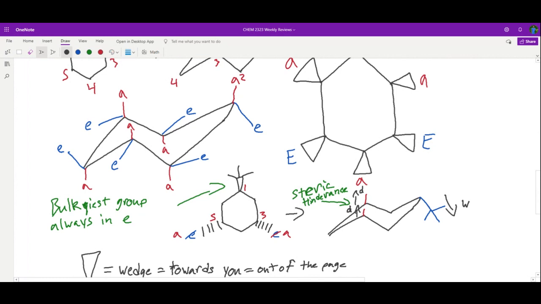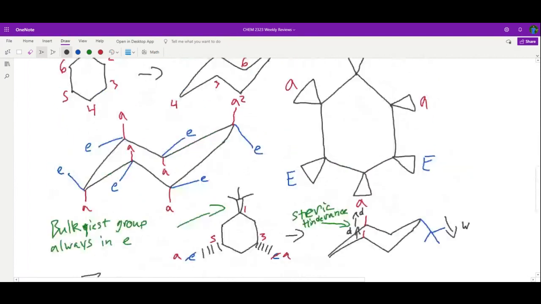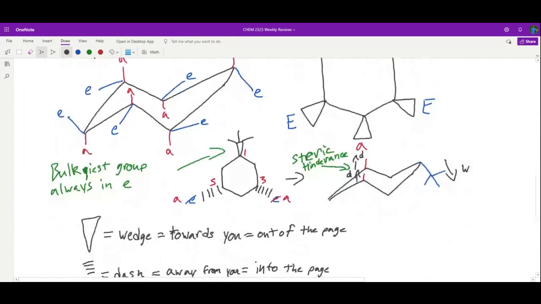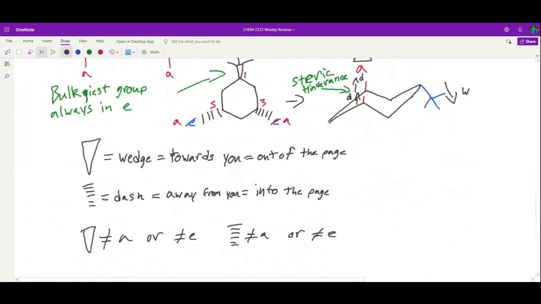That doesn't mean axial or equatorial, because you can have an equatorial that's facing up in certain positions, and you can have an axial that's pointing down in certain positions. But just keep your stereochemistry the same orientation on your chair. Okay? All right, any questions so far? Can you just get to that part you wrote out? Yeah.